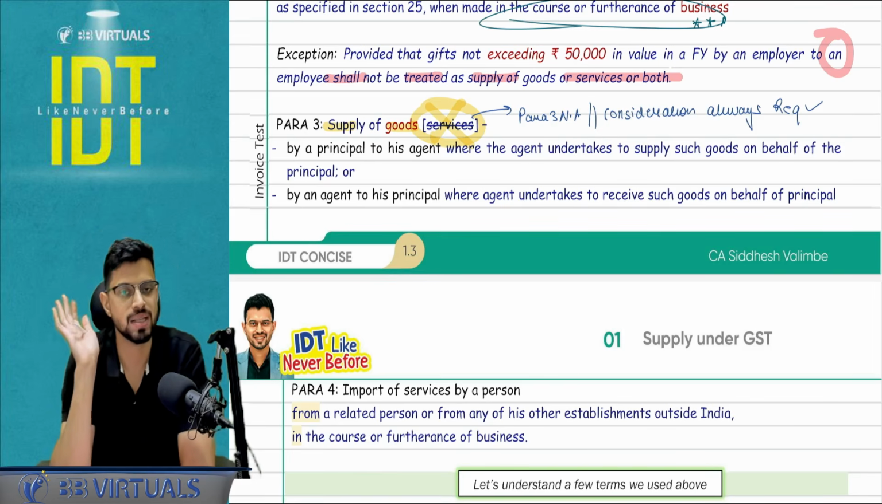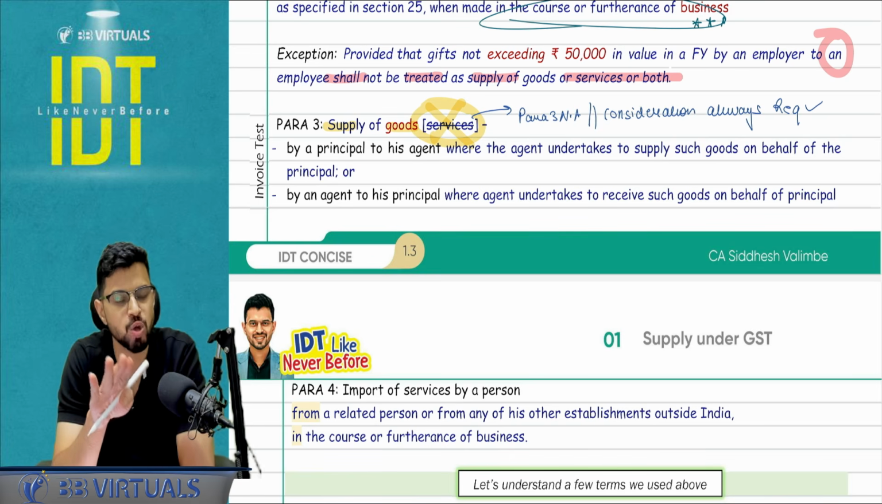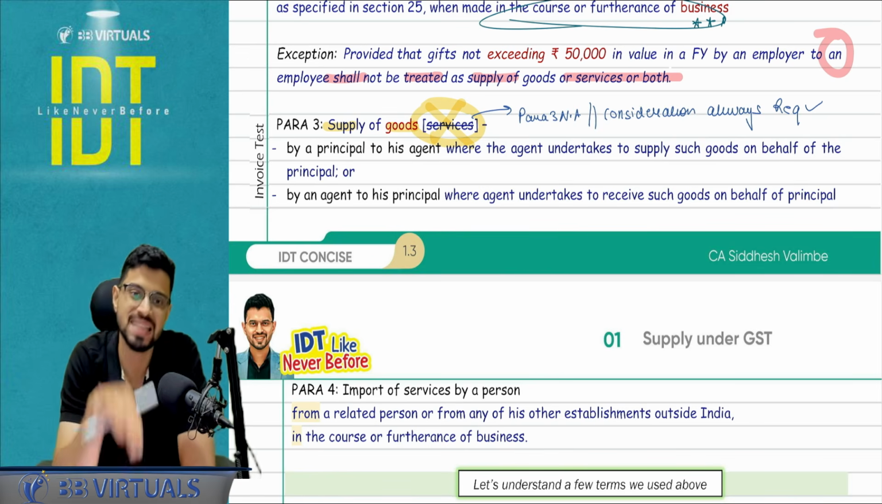The point is the invoice test. You have to check in whose name the invoice is issued, be it a supply invoice or a receipt invoice.